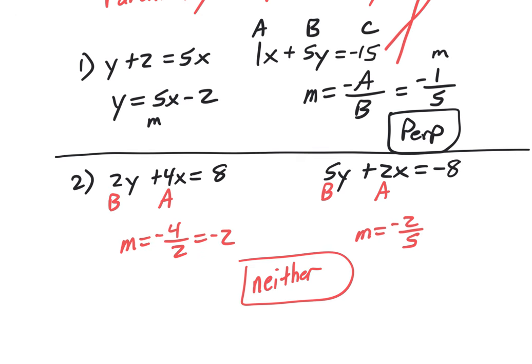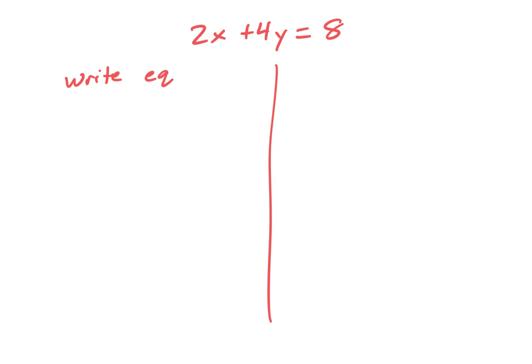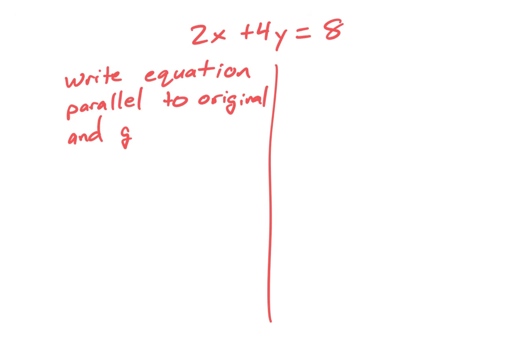Okay, the last thing that we're going to do here, I'm going to give you an equation. And we're going to do two things with this equation. We're going to write an equation parallel to the original and goes through the point 6, 12.